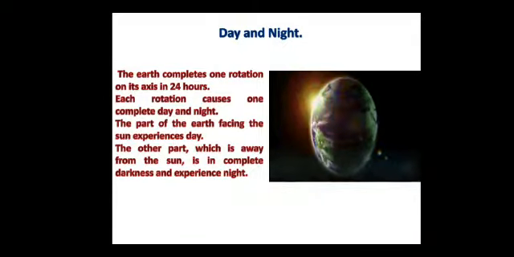Thus, rotation gives us the periods of heat and light as well as darkness, that is, day and night. Now, we can imagine the importance of rotation of the earth on its axis. But have you ever thought what would happen if the earth didn't spin on its axis? In that case, one part of the earth would face darkness and the other would remain in light.